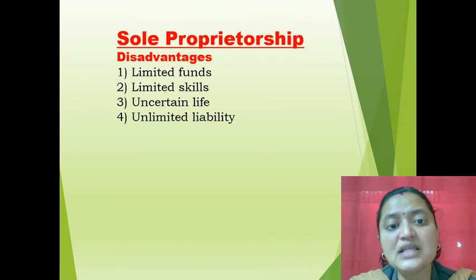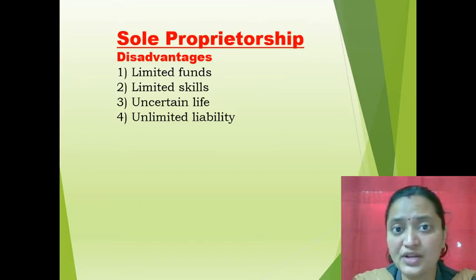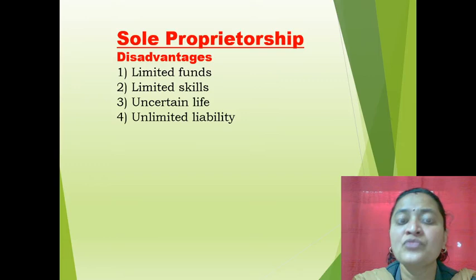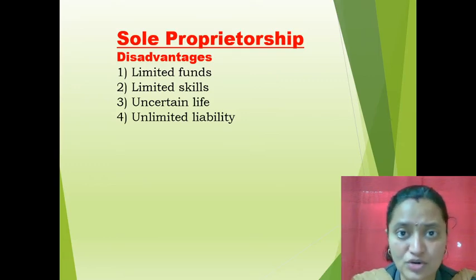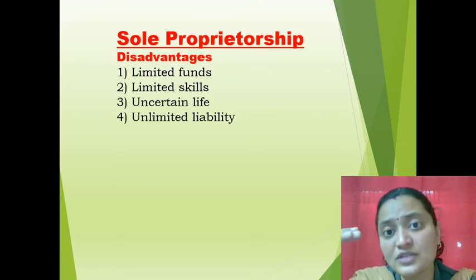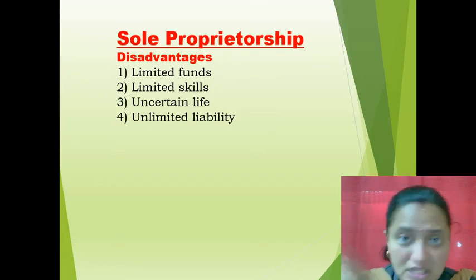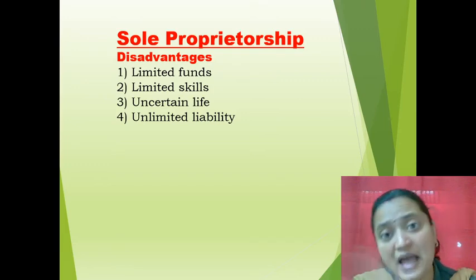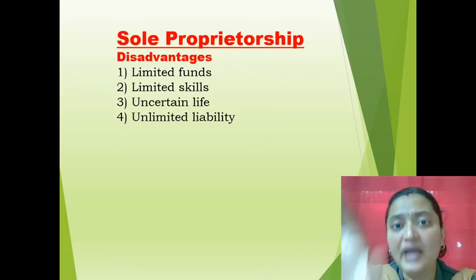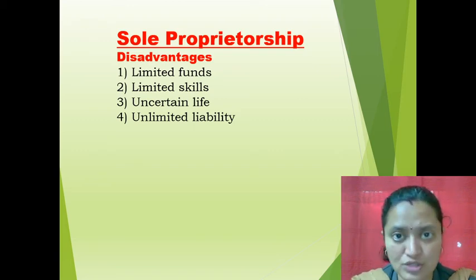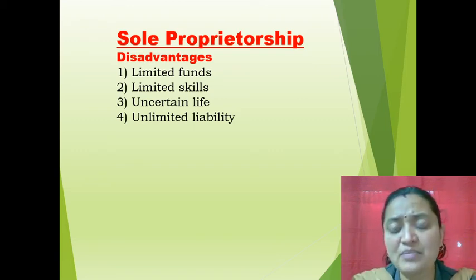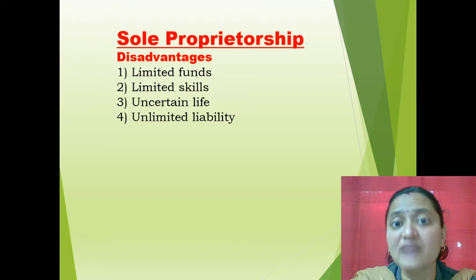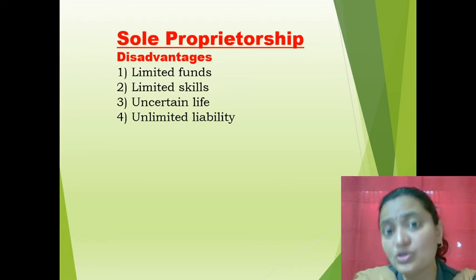The next one is uncertain life. Now what do you mean by uncertain life? Suppose the sole trader alone cannot lead the entire industry, or in case of the death of the sole trader, or suppose the sole trader wants to discontinue the business, in that case the entire business will be closed down, because he alone is leading the entire industry. So two cases are there in that.